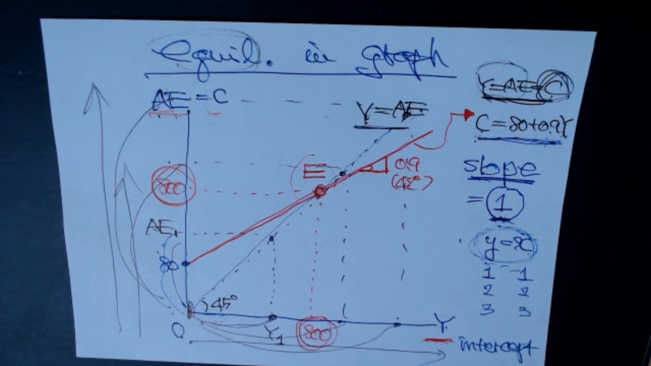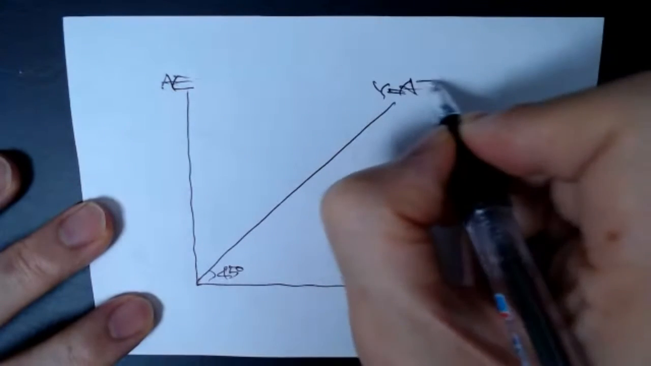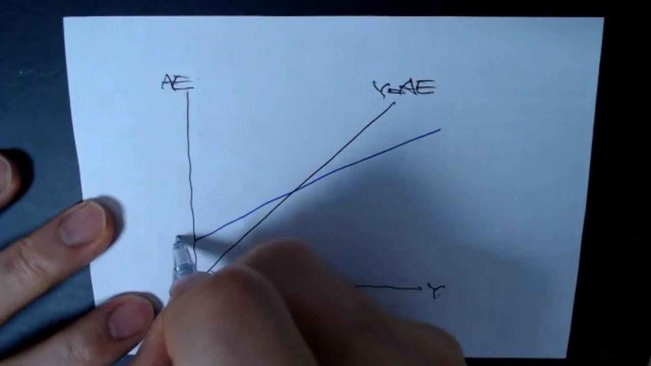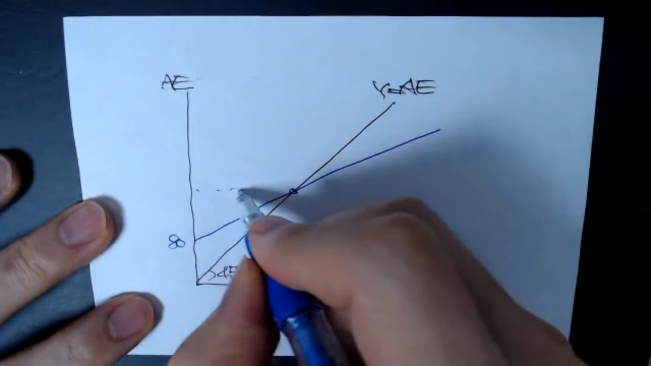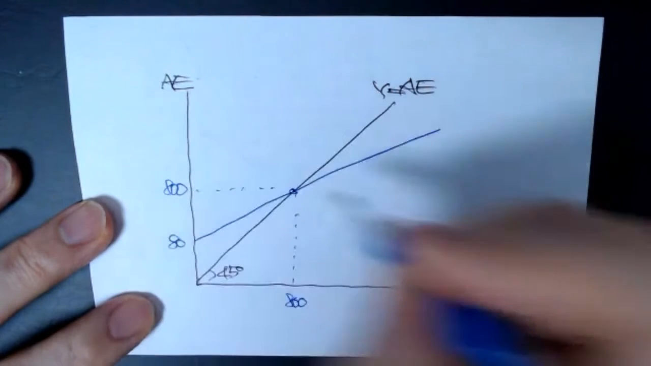Okay. Yeah, so the graph now is a bit dirty. So let me draw a clean one. Okay. Remember the steps: Y, AE, 45 degree, Y equal to AE, consumption function, yeah. 800, 800.